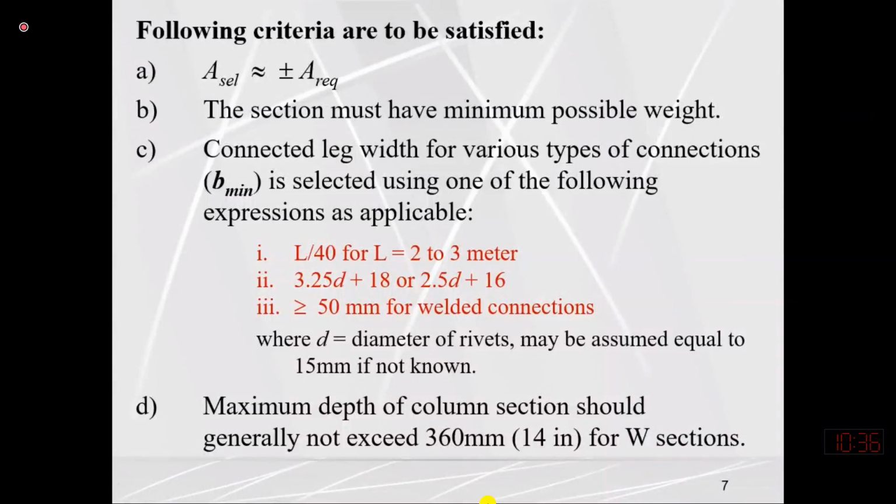What is the reason? You may see that we have two sections, both having the same area. One has the larger depth and one has the lower depth. The section that has the larger depth will have less width for the same material. It will have less BF value, less thickness of the web. Or in other words, if the depth is more, a section will have a very small moment of inertia about the weaker axis or y axis as compared to the moment of inertia about x axis.